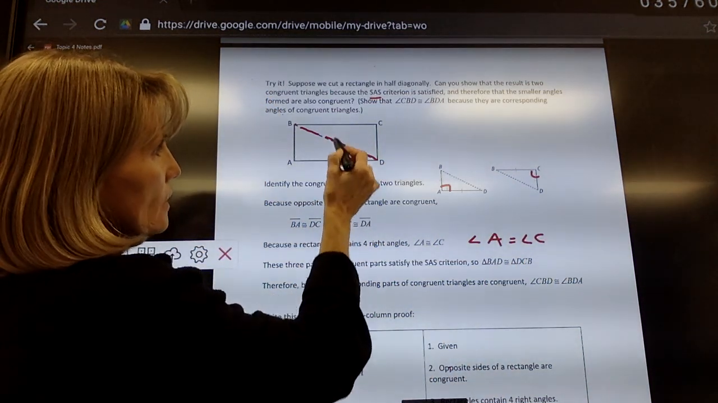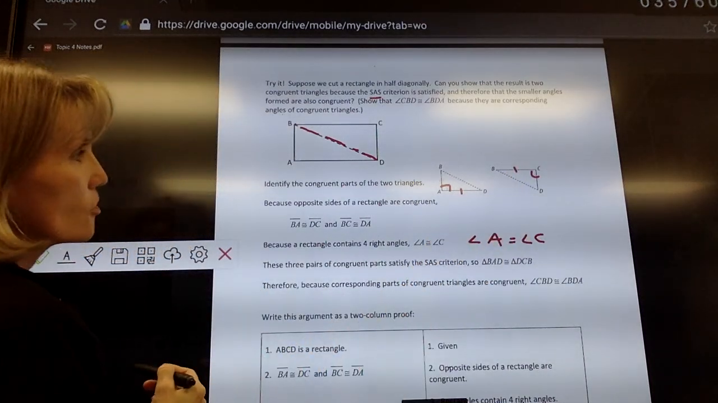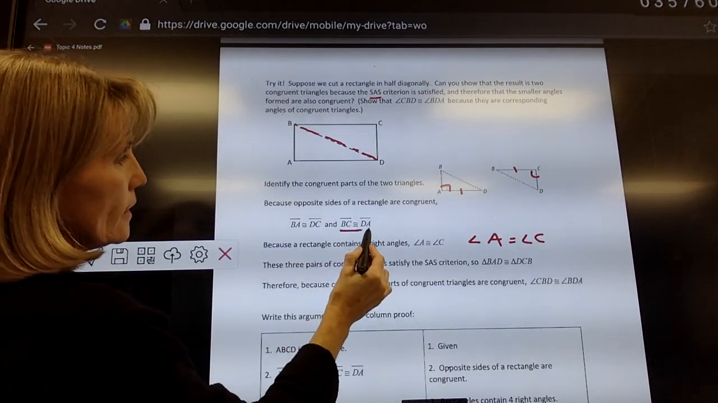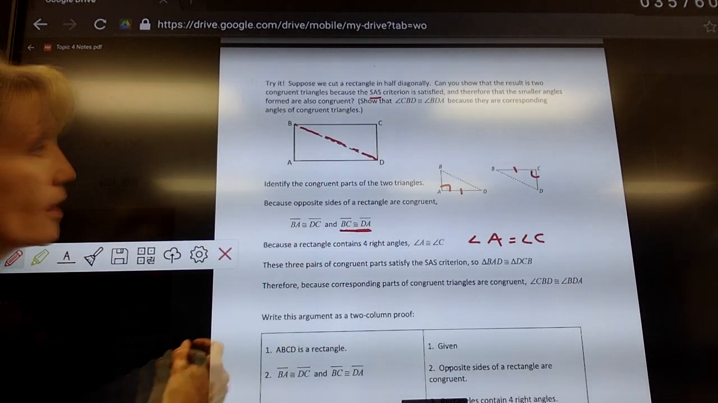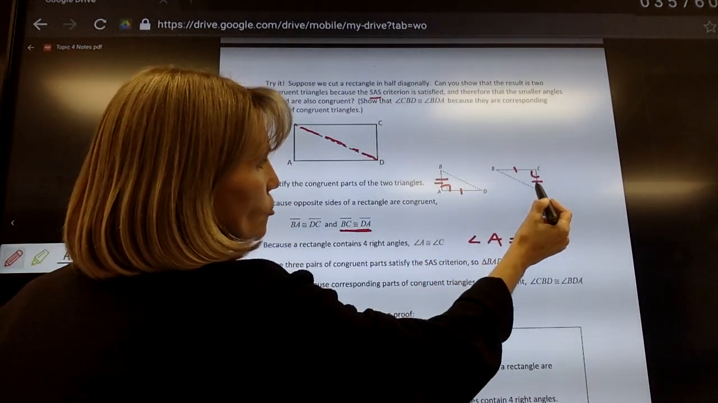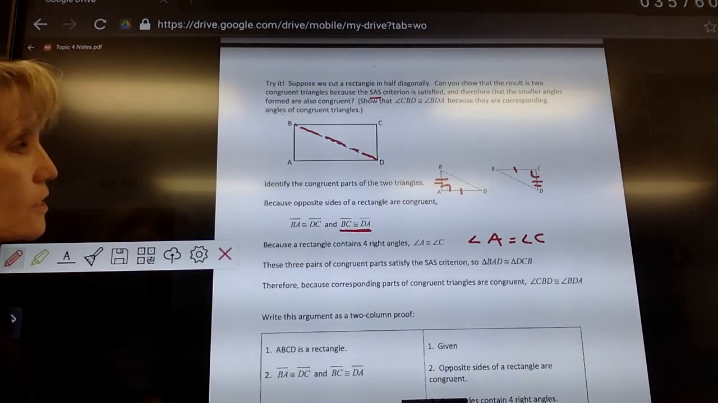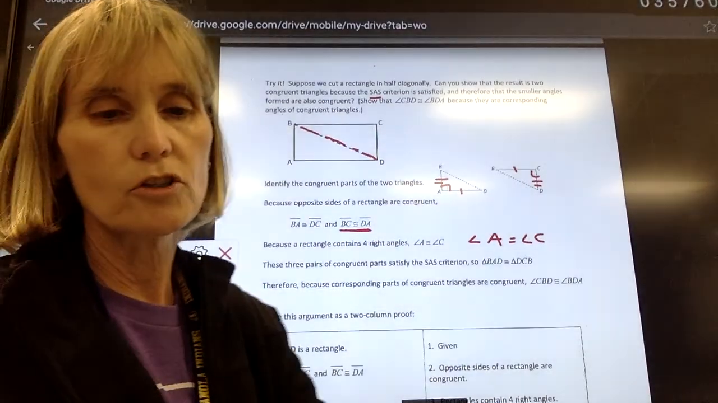Also, with opposite sides of rectangles being congruent, we know that segment AD is congruent to segment BC. Here's AD, and it is congruent to BC. And then also opposite sides here would be congruent to each other in a rectangle. So BA is congruent to segment DC. So we know that those parts are congruent to each other.